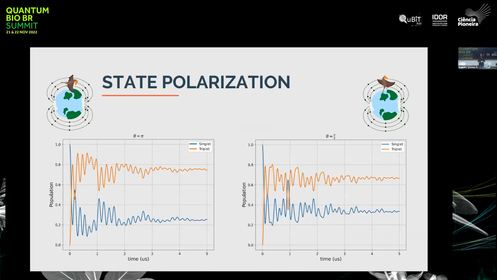So the angle between the bird and the magnetic field causes state polarization between the singlet and triplet states. That's what we can see here in those graphs. We can see that when the bird is aligned with the magnetic field lines, the singlet triplet states are more polarized, more separate, and when the bird is unaligned with the field lines, the states are less polarized.